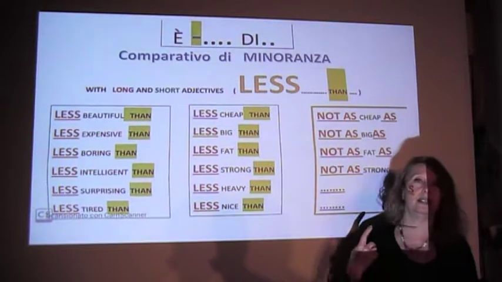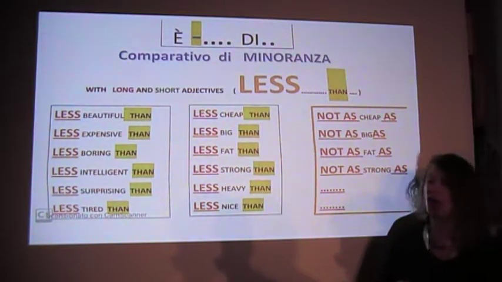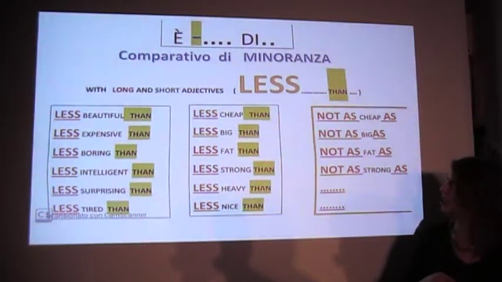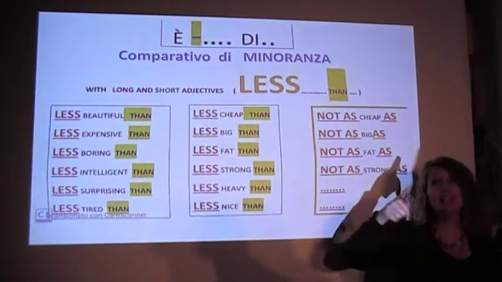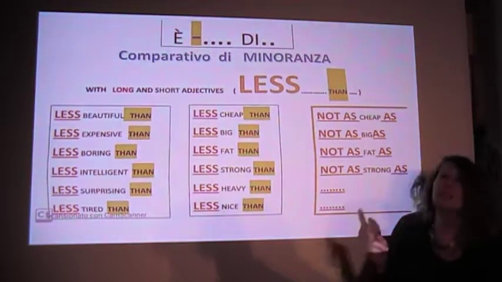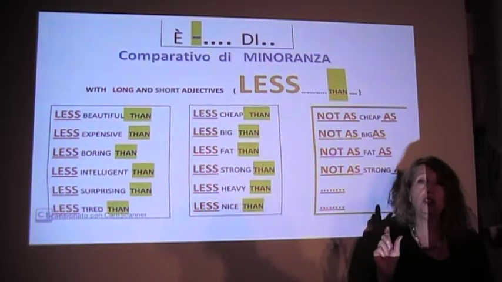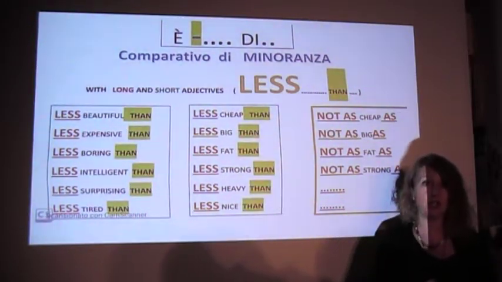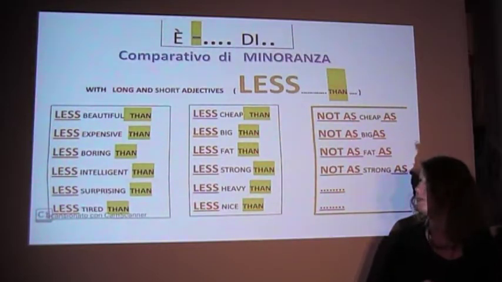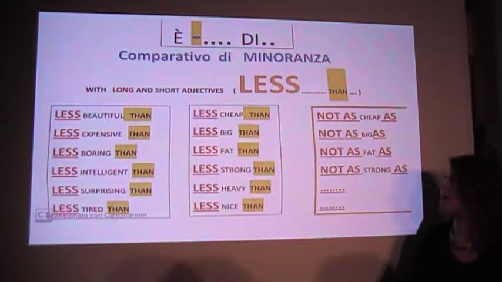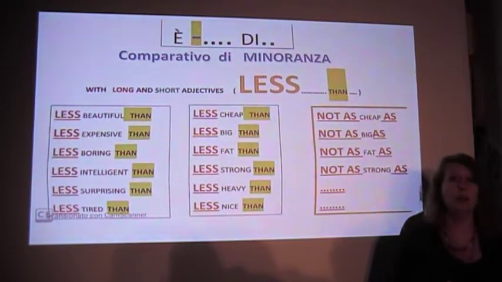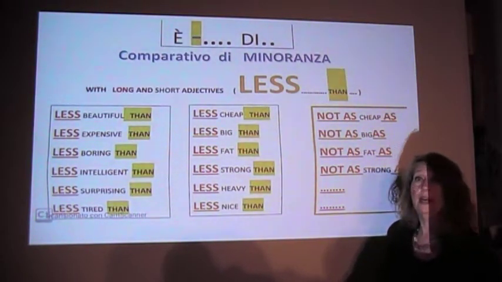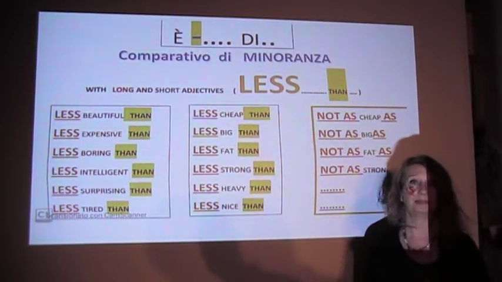Or you can use the negative form. Instead of saying is less cheap than, you can say it is not as expensive as. So you use the opposite adjective, and then you can change the sentence without changing the meaning of the sentence. And remember that also here you always have the second term of the comparison introduced by than. Next one, please.